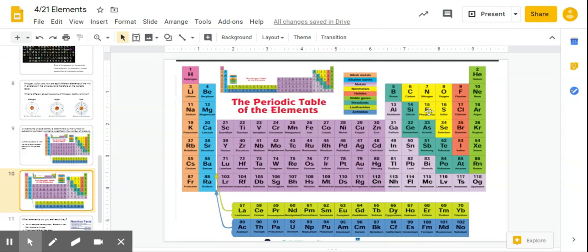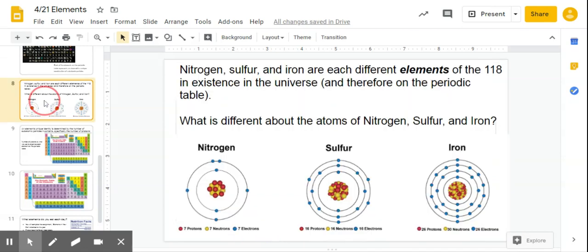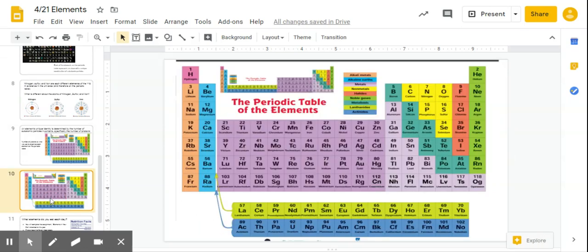But let's see here. So we took a look at that one, says nitrogen. It has a 7 above it. That's its atomic number, and that is the number of protons that nitrogen has, 7. Click back here. Nitrogen, it has 7 protons. So it's this number of protons that gives the element its atomic number or its unique identity in the periodic table.